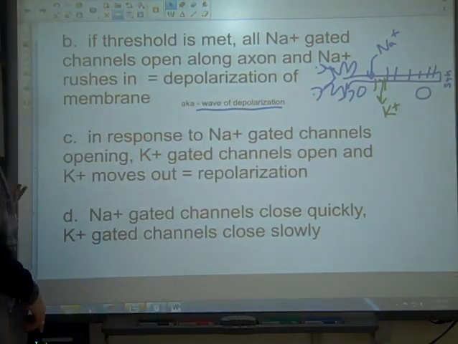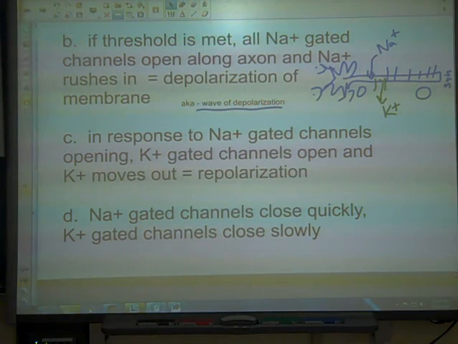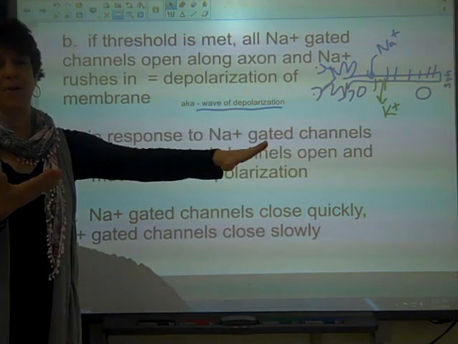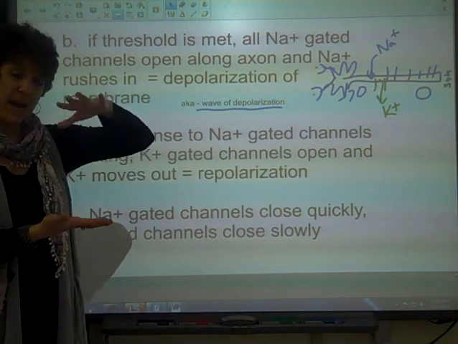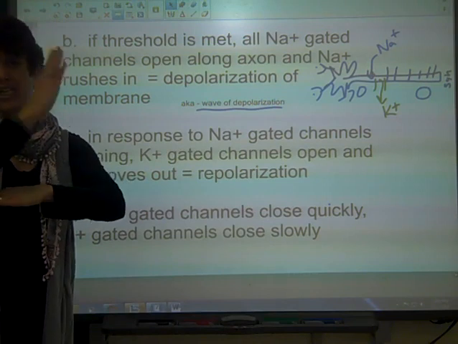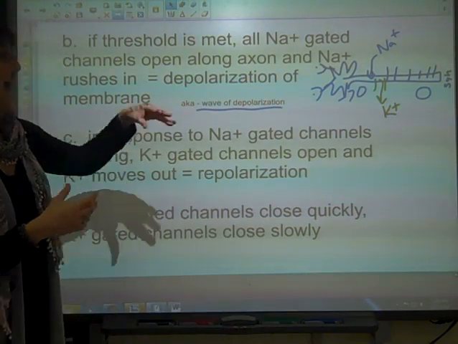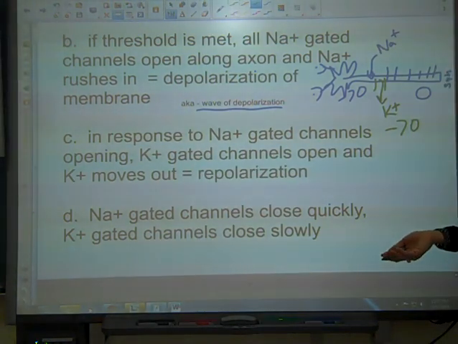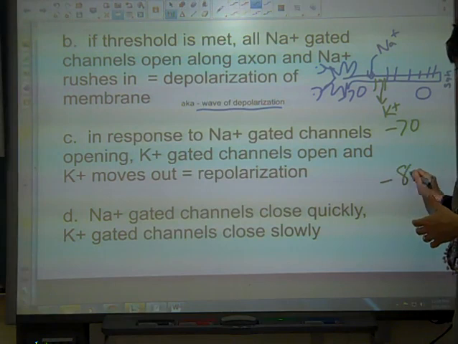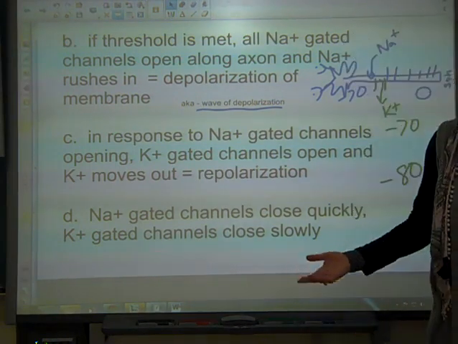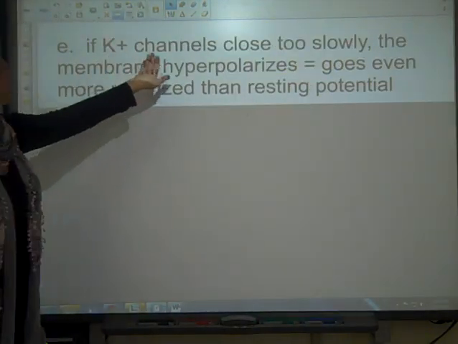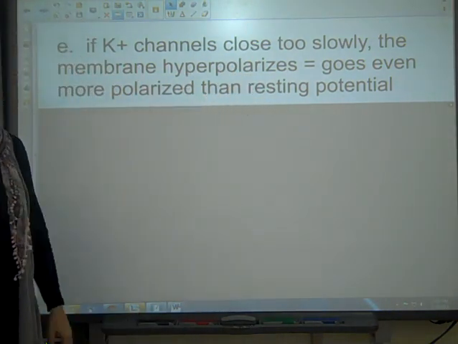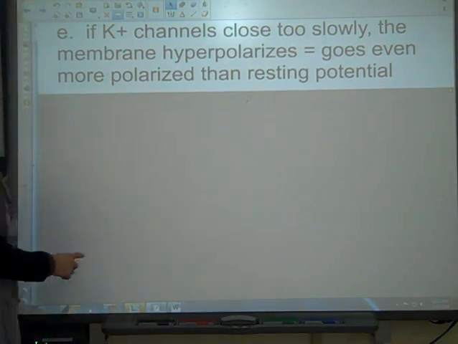Now what happens is when the potassium gates open, the sodium gates close. Sodium gates are a quick shutting door, which means they close their gated channels quite quickly and stop letting sodium into the neuron. The potassium gates close really slow, so potassium keeps leaking out of the neuron. So instead of going to -70, the normal repolarization, it might actually hyperpolarize and go to even lower than expected because it actually let too much potassium out. I think that's my E right here. If the potassium channels close too slowly, the membrane hyperpolarizes, goes even more polarized than resting potential. So maybe it went to -80 or -90 instead of just at -70.